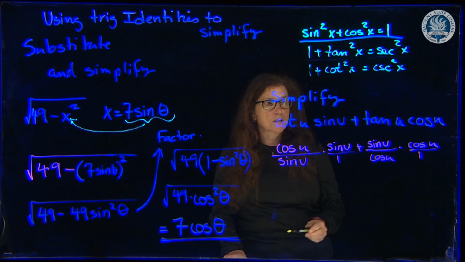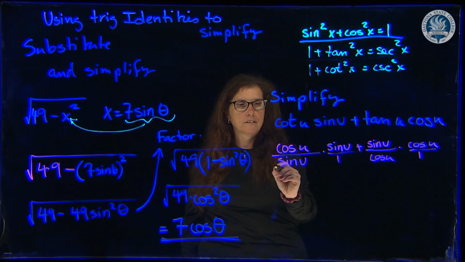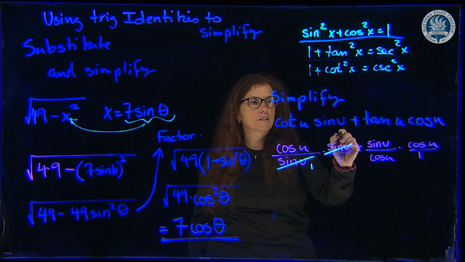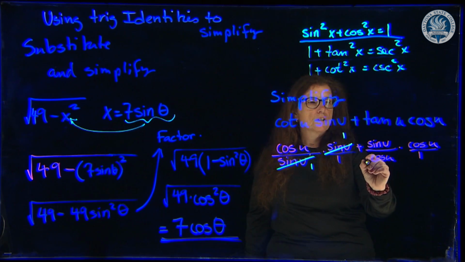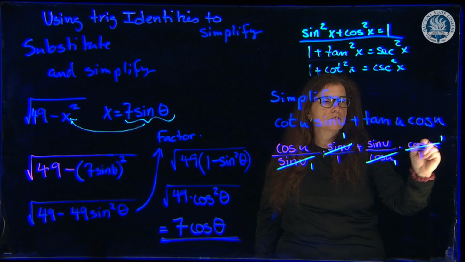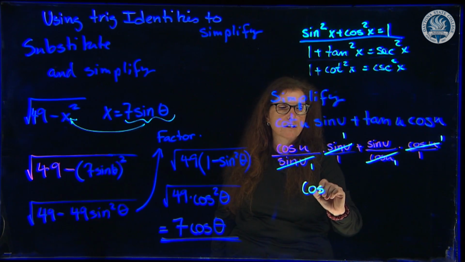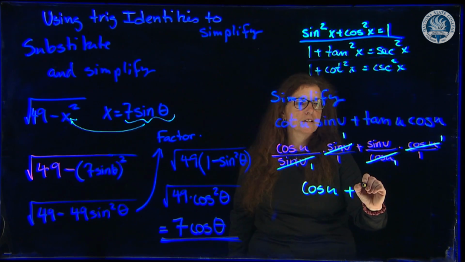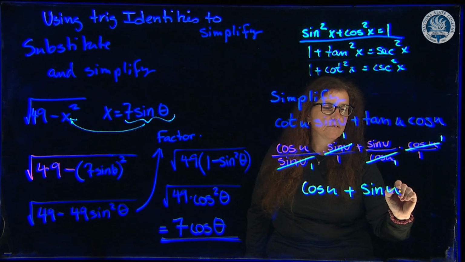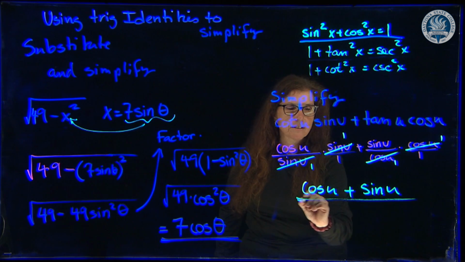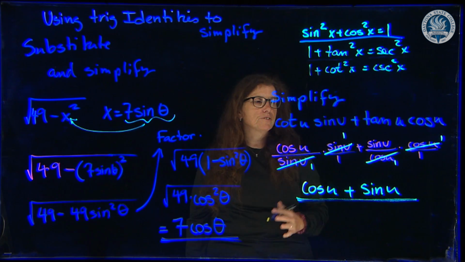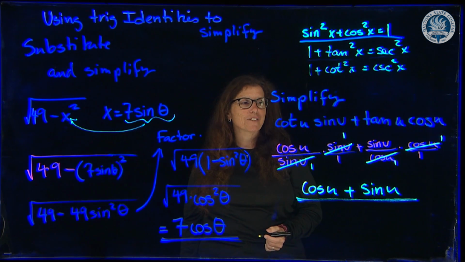Can we reduce something? Yes, we can. Sine u reduces to 1. Cosine u reduces to 1. What we're left with is cosine u plus sine of u. Now you have simplified all the way. That's all you can do. You're done with simplifying trig expressions.